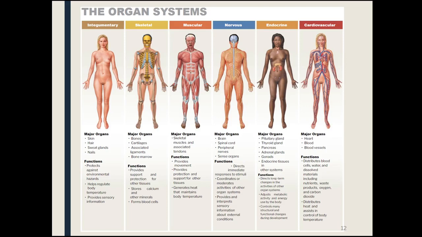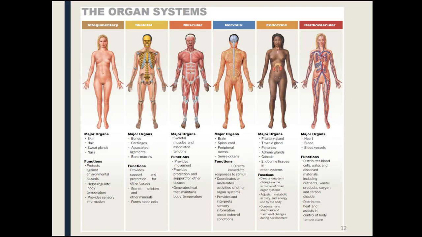It's going to be for protection. Think about what our skin does. It protects us against environmental hazards. It helps regulate body temperature. Thinking about sweating, when we get too hot, we begin to sweat, which cools down our body temperature. And it also provides sensory information. It allows us to touch and feel and respond to the external environment.